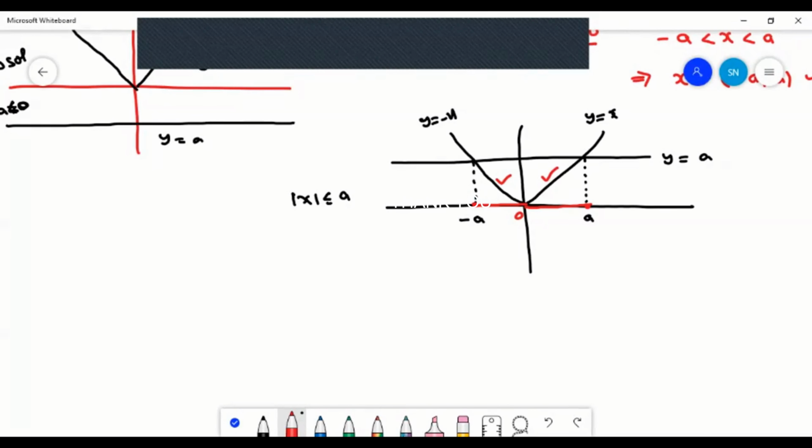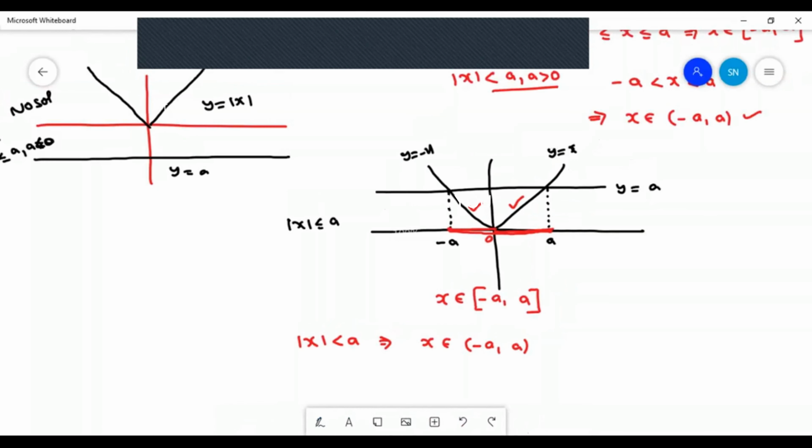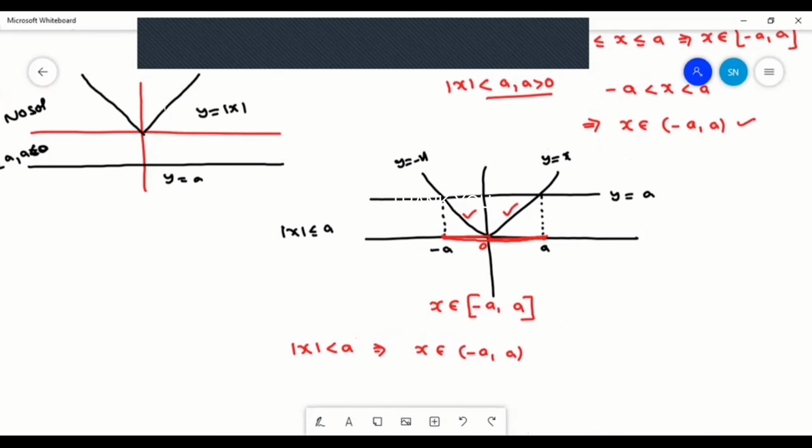So we can write x belongs to minus a to a. Once you check, the endpoints are also included, so I put a closed bracket. Suppose modulus of x is strictly less than a, then as you can observe, x belongs to the open interval minus a to a. These are the two ways we can understand how we define and solve inequations in modulus functions.